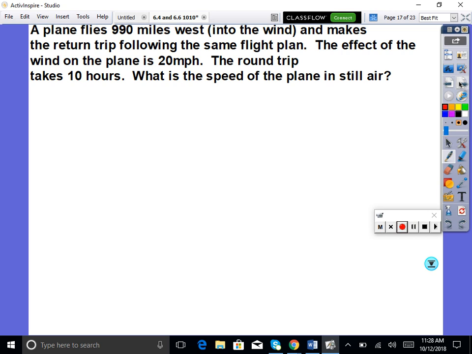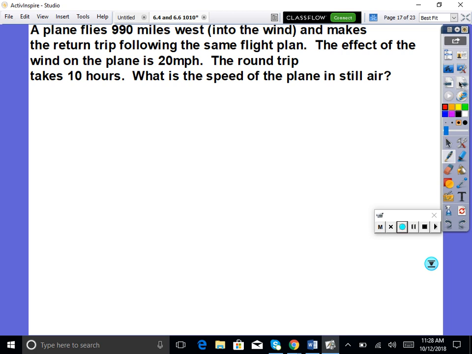Okay, writing down distance, rate, and time problems. So these at this point should honestly feel easy for us, and they really are all going to be pretty straightforward like this one, you'll see. It says, a plane flies 990 miles west into the wind and makes a return trip following the same flight plan. The effect of the wind on the plane is 20 miles an hour. The round trip together totals 10 hours. What is the speed of the plane in still air?